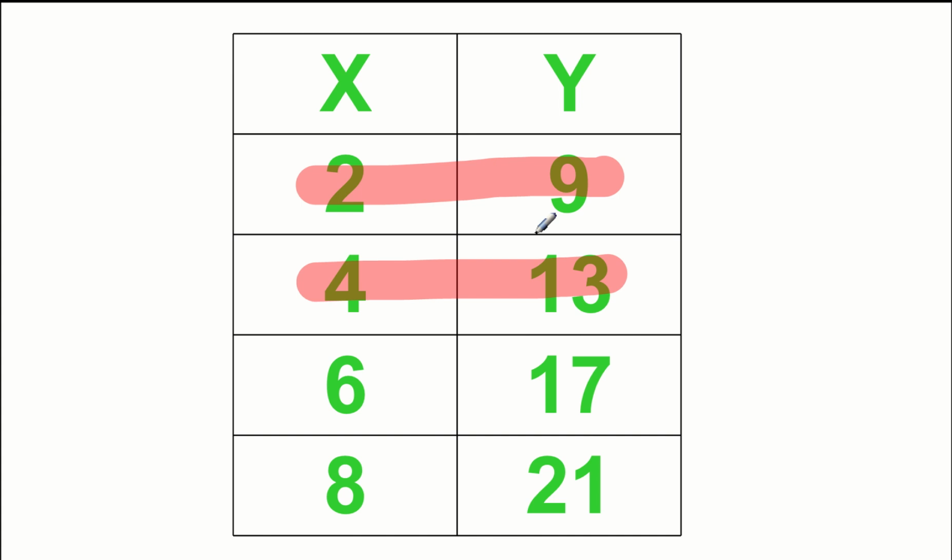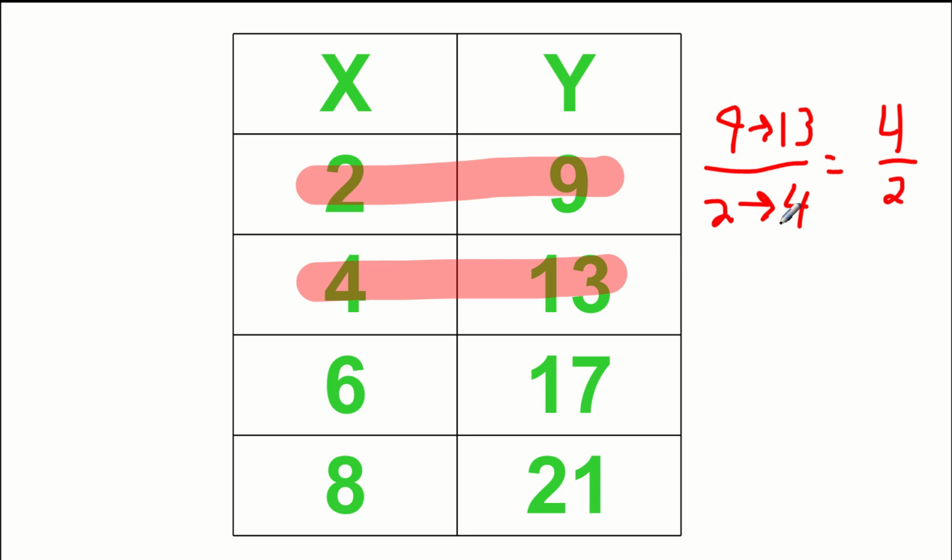So if I use these 2 points here, I'm doing changing Y over changing X. My Y values are going from 9 to 13. X values are going from 2 to 4. From 9 to 13 is an increase of 4. 2 to 4 is an increase of 2. 4 over 2 gives me a slope of 2.